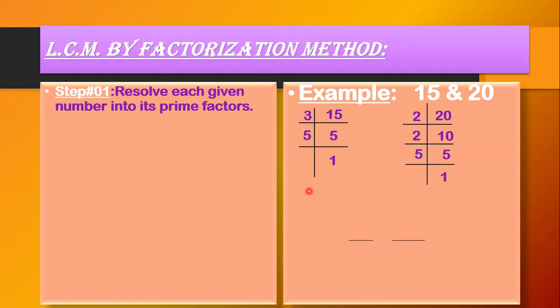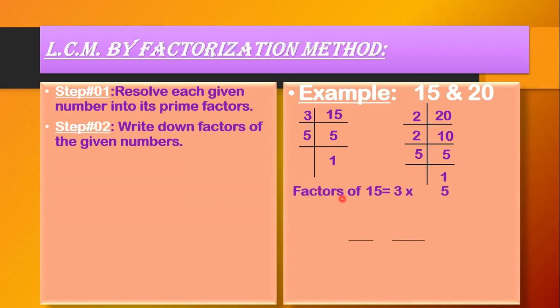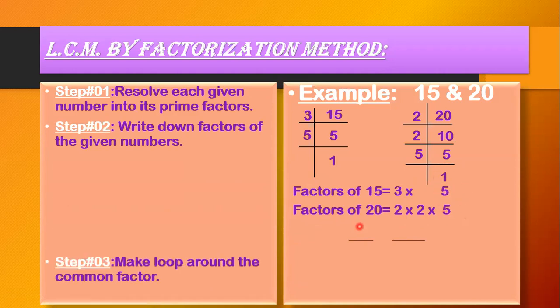You have to write the prime factors here. So the prime factors of 15 are 3 and 5. Factors of 20 are 2 multiplied by 2 multiplied by 5. Then identify the common factor here. So now look at here. Only 5 is common here. So make a loop around the common factor.